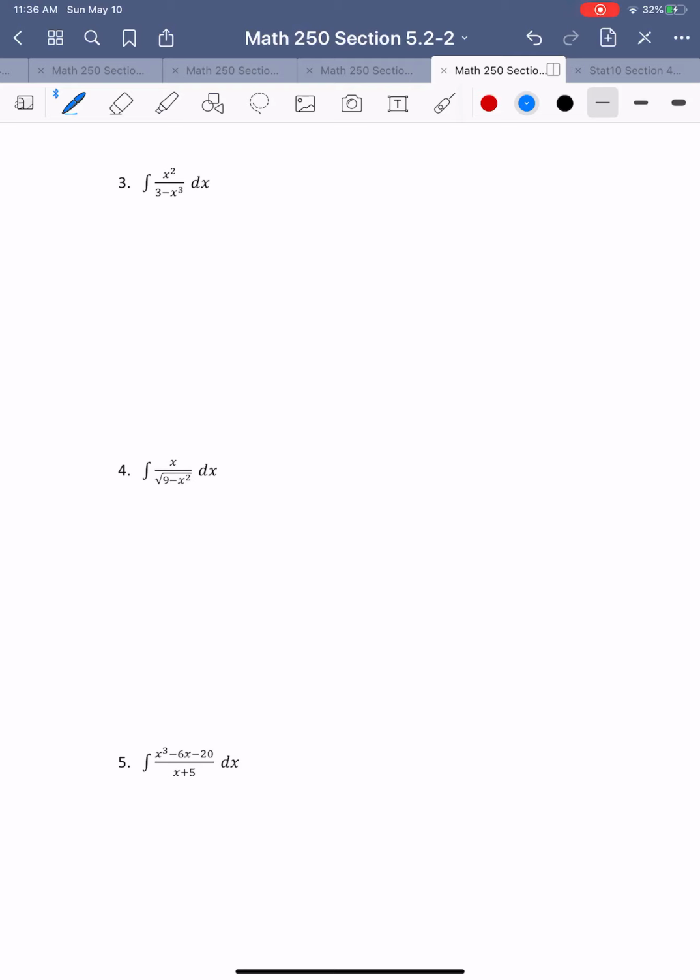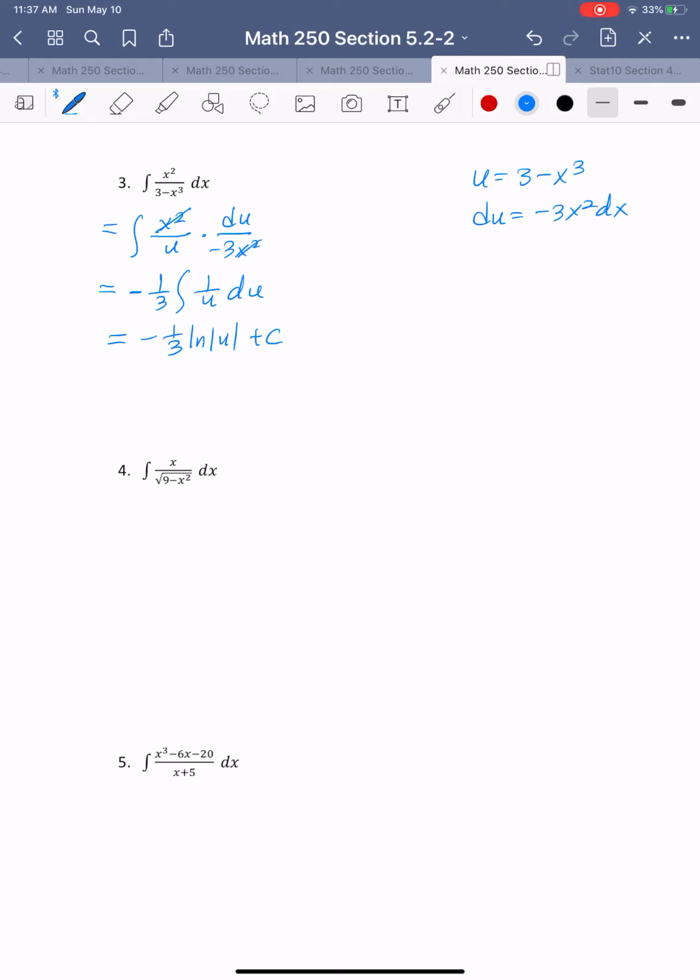So next problem, I want to say u is 3 minus x cubed, which means du is negative 3x squared dx. So for the integral of x squared, instead of dx I put du over negative 3x squared. And then x squared cancels out, pull out negative 3, the integral of 1 over u du, which is the same as negative 1/3 ln u plus c. Then negative 1/3 ln of the absolute value of u, and u is 3 minus x cubed, plus c.